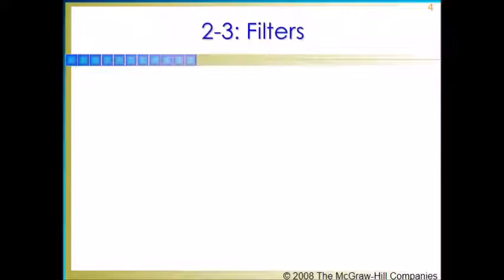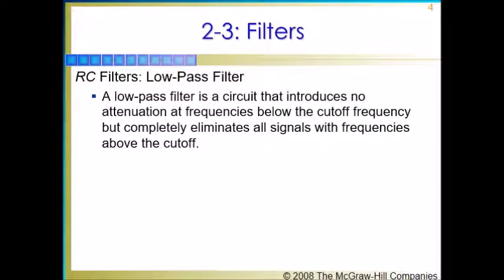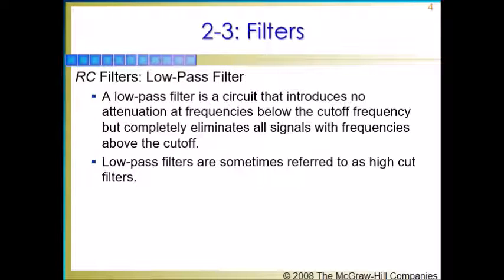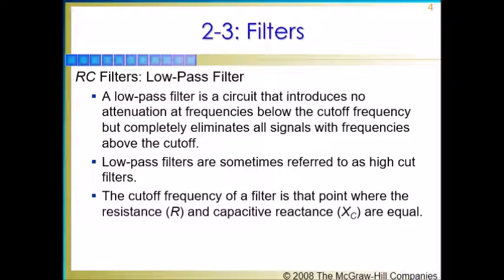The two most common RC filters are the low-pass filter and the high-pass filter. Low-pass filter. A low-pass filter is a circuit that introduces no attenuation at frequencies below the cutoff frequency, but completely eliminates all signals with frequencies above the cutoff. Low-pass filters are sometimes referred to as high-cut filters. The cutoff frequency of a filter is that point where the resistance R and the capacitive reactance Xc are equal.